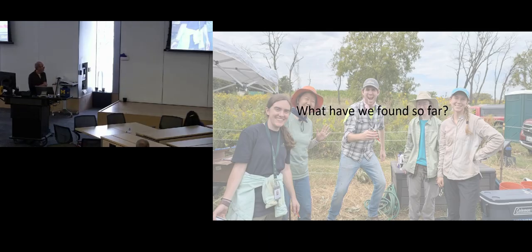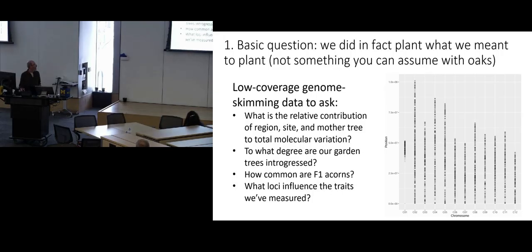What have we found so far? You can see that there was a great deal of excitement as we began to gather data. So first findings, a basic question, which is going to seem like I'm setting the bar really low. Did we actually plant what we meant to? And any of you who've worked with oaks know that oaks are a little bit promiscuous. They do hybridize. So we genotyped all the trees that we had planted and genotyped along with them individuals of the species that they might have hybridized with to make sure that we weren't planting a lot of hybrid acorns.